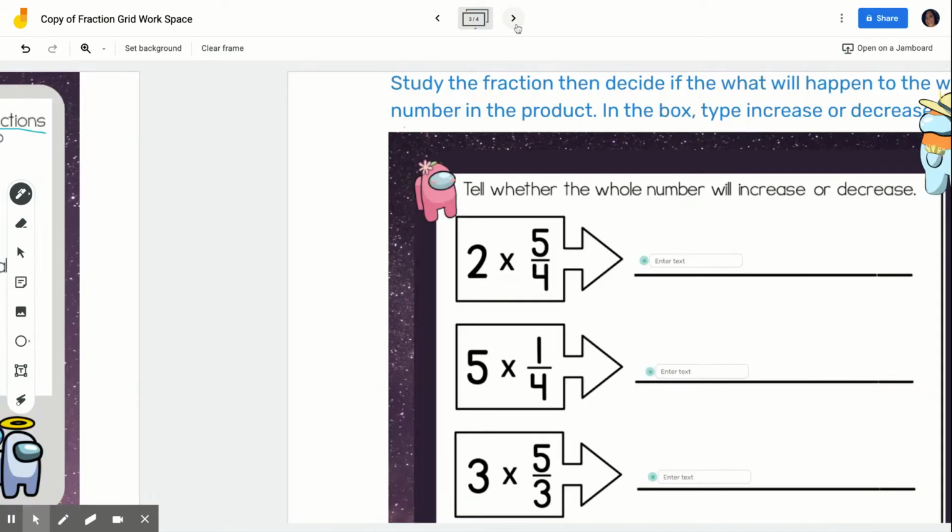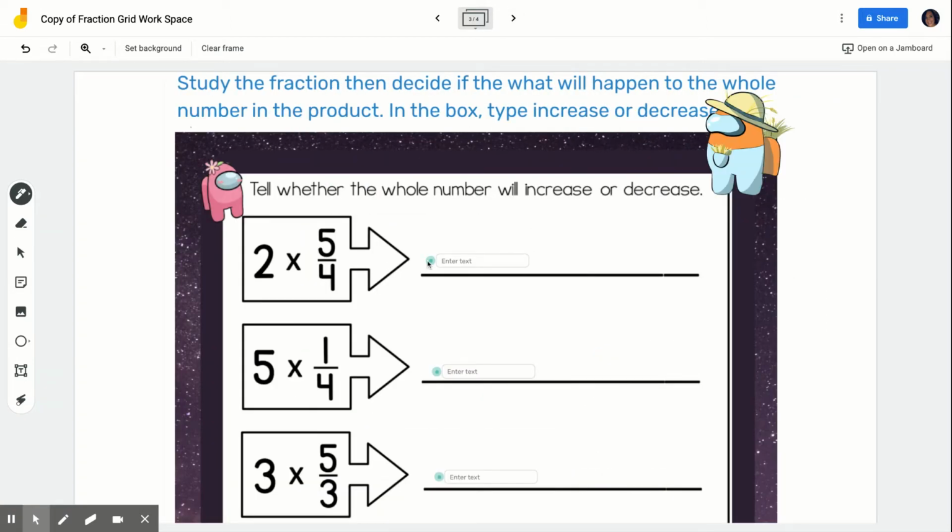For the last section, this is where you're going to show that investigative work. You're going to look at several fractions. I think there's 7 total. Your job is going to be to look at these based on what you did in the other 2 sections and decide if this whole number here is going to increase or decrease based on the fraction you're multiplying it by. So based on it being a fraction or an improper fraction.